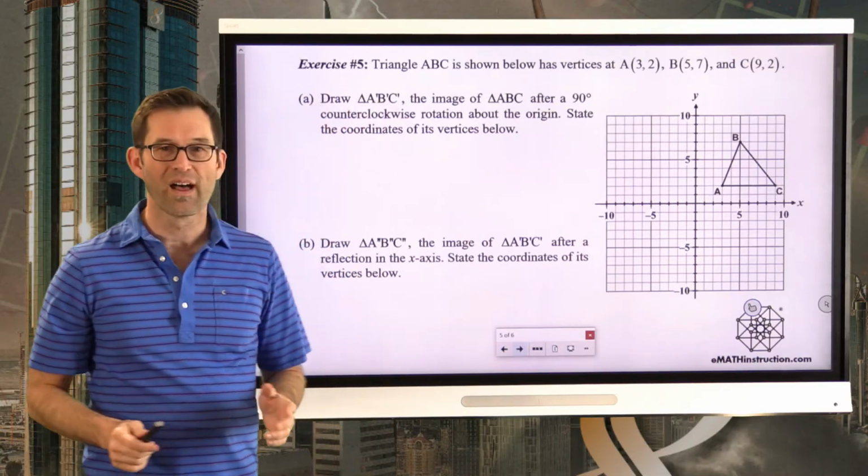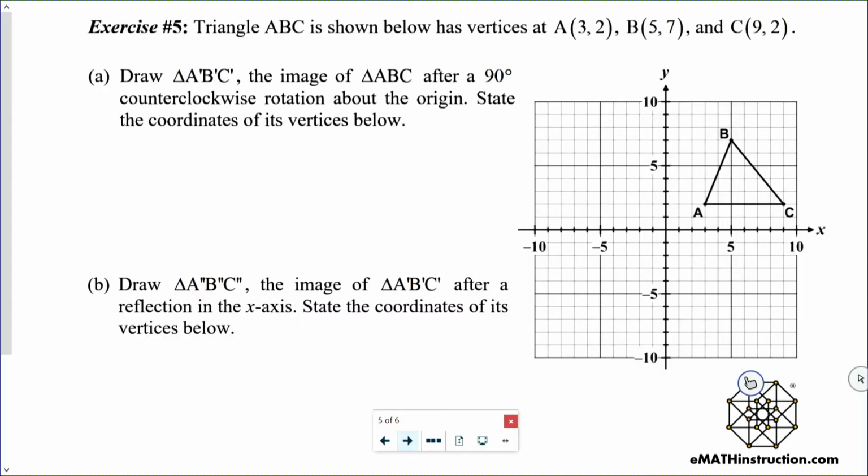Let's take a look at our last exercise, exercise number 5. Triangle ABC is shown below, has vertices at A (3, 2), B (5, 7), and C (9, 2). Letter A asks us to draw a triangle A'B'C', the image of ABC, after a 90-degree counterclockwise rotation about the origin. State the coordinates of its vertices below.